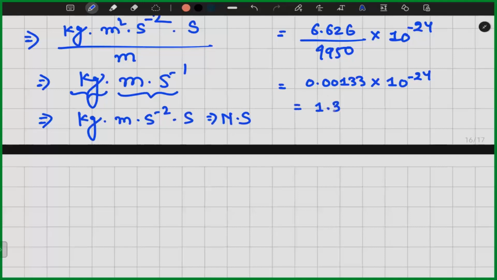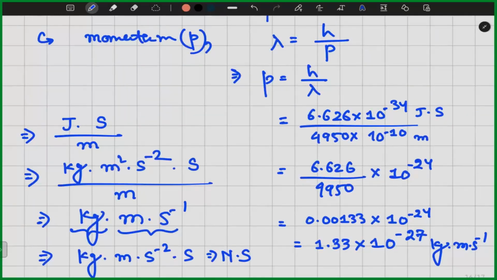We can write 1.33 into 10 to the power minus 27 kg meter second inverse. In this form, we can write. Actually, from here, we should calculate this. I think it's correct.